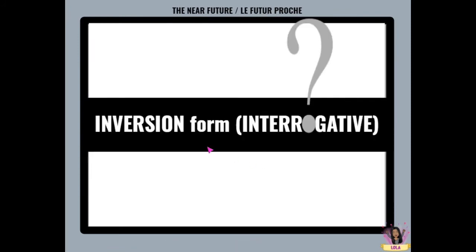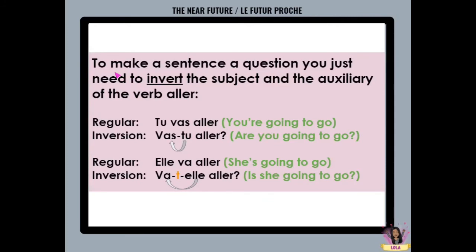Let's look at the inversion form, which is the interrogative, which just means it's a question. So how do we do that? To make a sentence a question, you just need to invert the subject and the auxiliary of the verb aller. So in regular form, we would say tu vas aller. You're going to go. So what we need to do now is just flip these two. So it becomes vas-tu aller? Are you going to go?